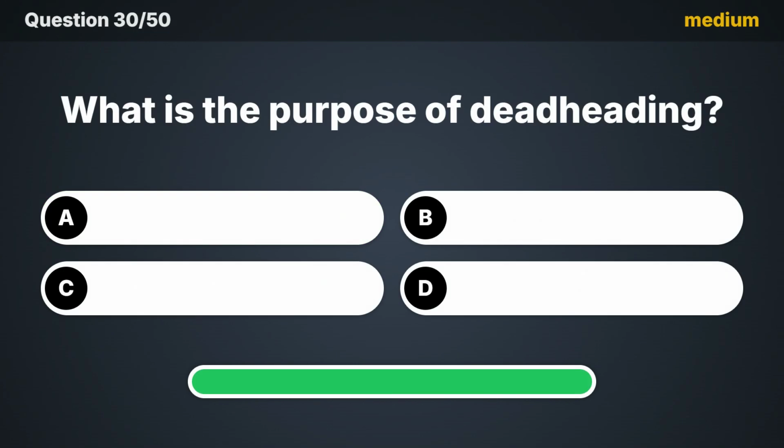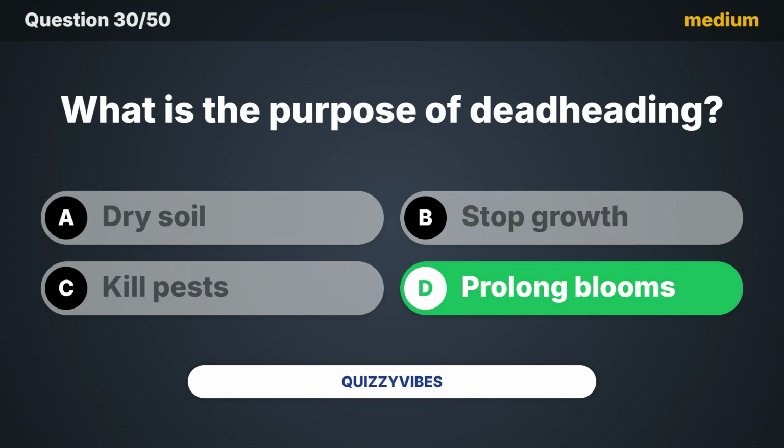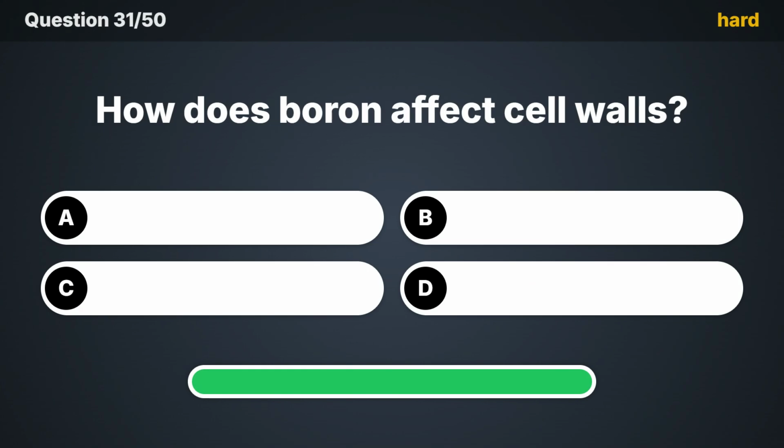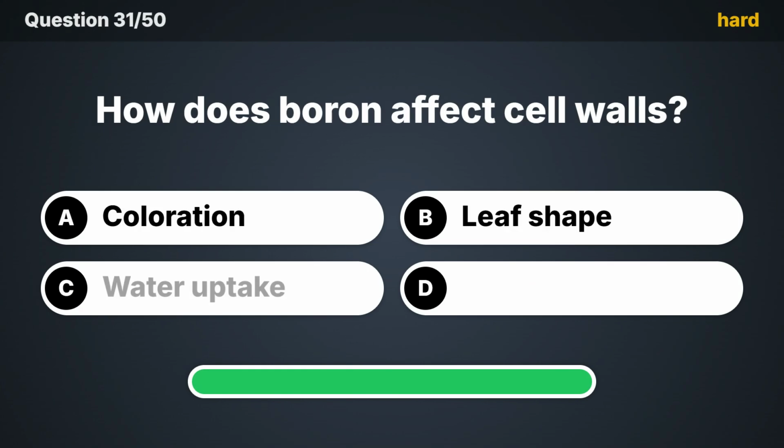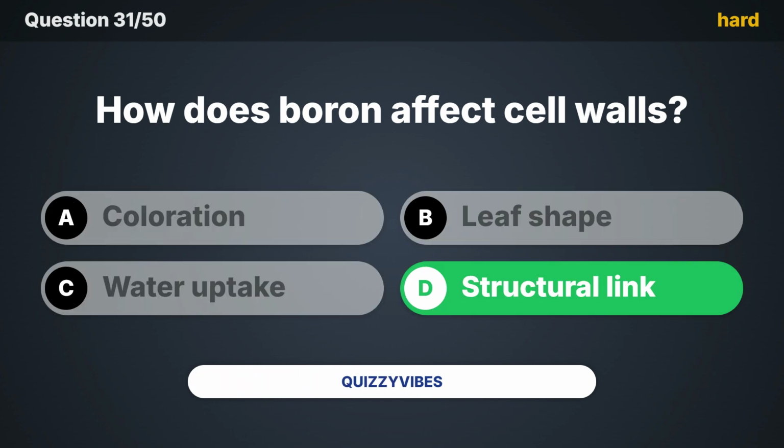What is the purpose of deadheading? And the answer is prolonged blooms. How does boron affect cell walls? Time's up! It's structural link!